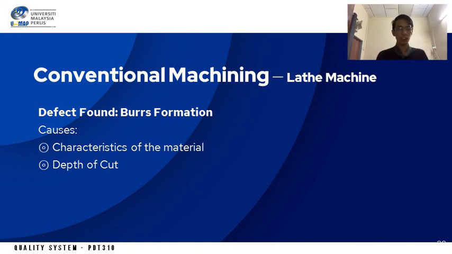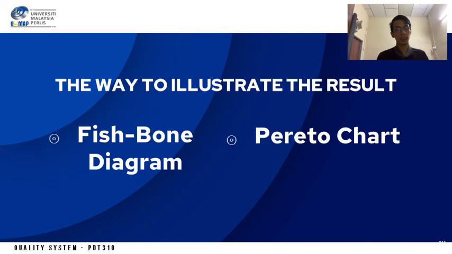So in this discussion we use fishbone diagram and Pareto chart to illustrate the result. So why we use the diagram? Because to identify the highest defect and propose the suitable solving to solve the cause, and to show how to prevent the defect.